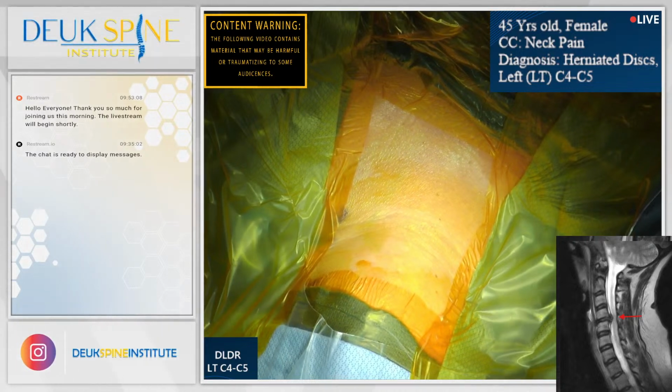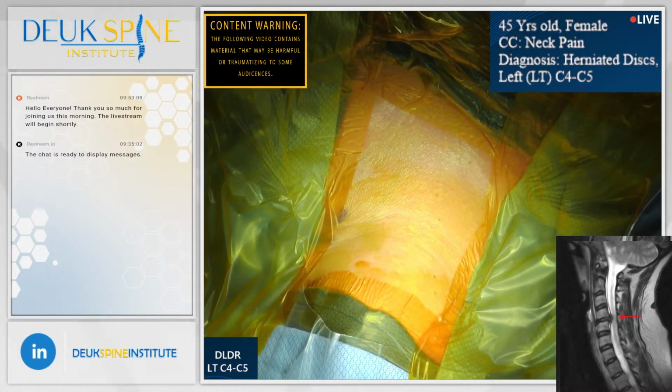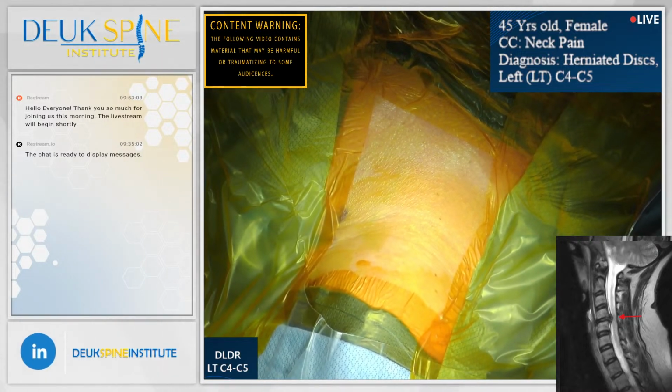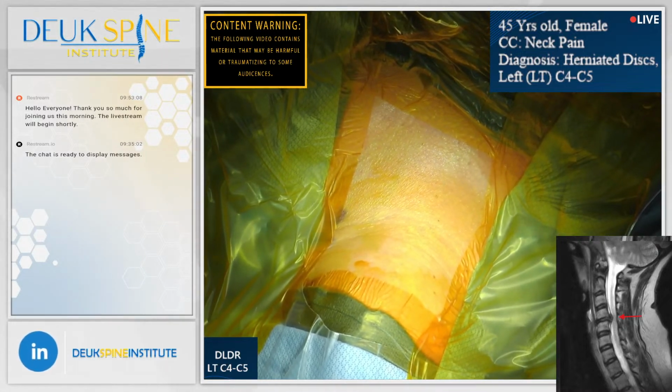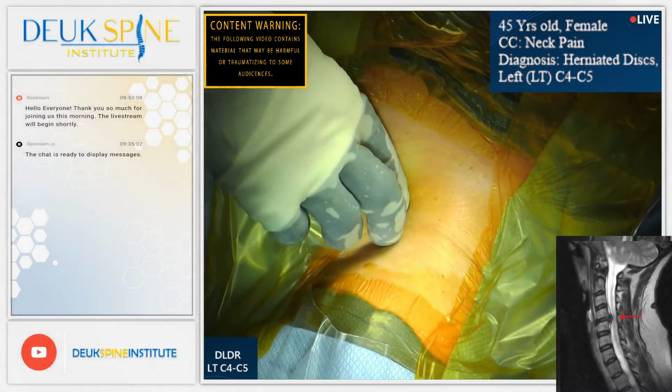Now, she chose endoscopic surgery. So we're going to go in and remove the herniation without taking out the rest of the disc, and she will not need a fusion or any metal put in her neck. We're going to approach everything from the patient's left side.